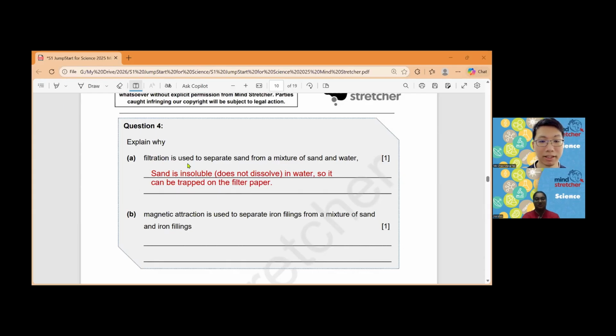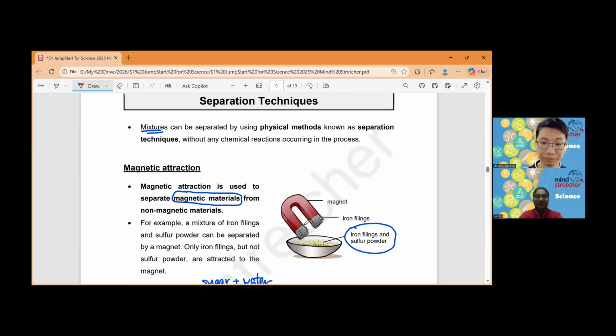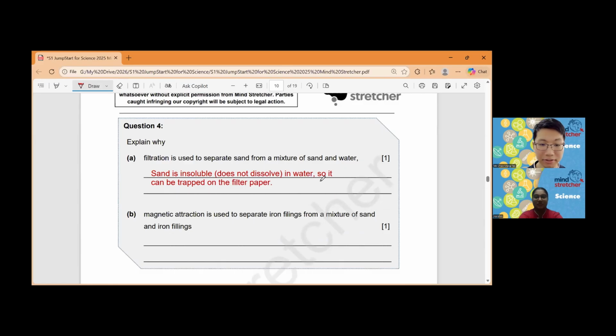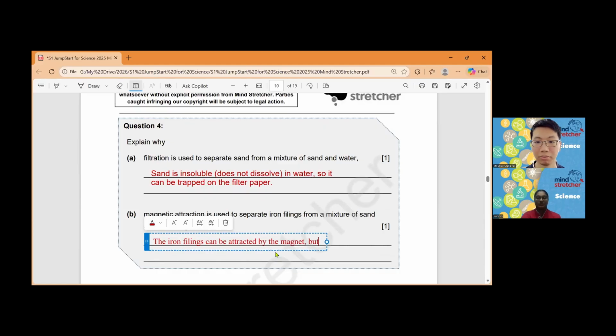Okay, second one, nobody has answered. Why can we use magnetic attraction to separate iron filings, which are very, very fine iron pieces, from sand? Why can we do that? Magnetic attraction is used to separate magnetic materials from non-magnetic materials. And all of you should know that iron is magnetic. Or you can say that iron can be attracted. The iron filings can be attracted by the magnet, but the sand cannot.